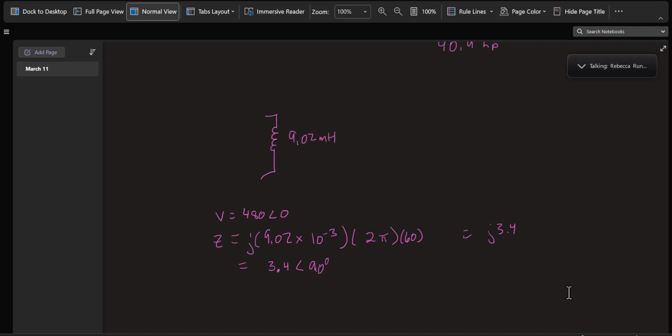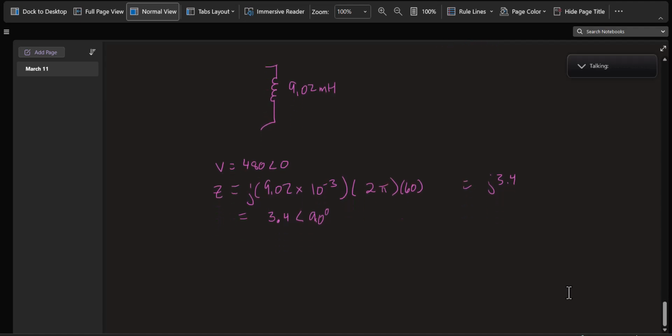And what is our current? Still going to be V over Z. So it'll be 480 over 3.4 angle 90 degrees, which gets 141.18 angle negative 90 degrees.